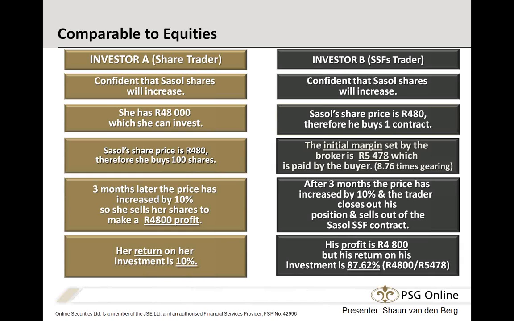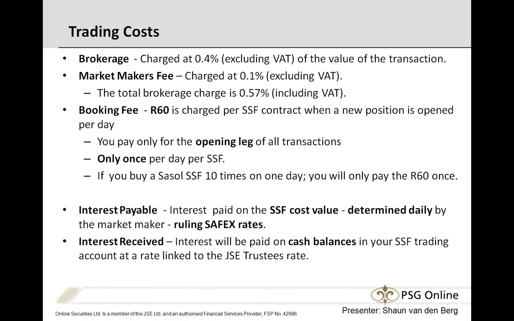Three months later, the share price has gone up 10%. I do the opposite now. I close out my position. My profit is 4,800 rand. But my return is obviously much higher because I'm looking at 4,800 rand as a percentage of my initial margin. So in this situation, 87.62%. That's what gets traders excited. So it's capital efficient, and obviously you've got this gearing now. Okay, so let's talk about costs.